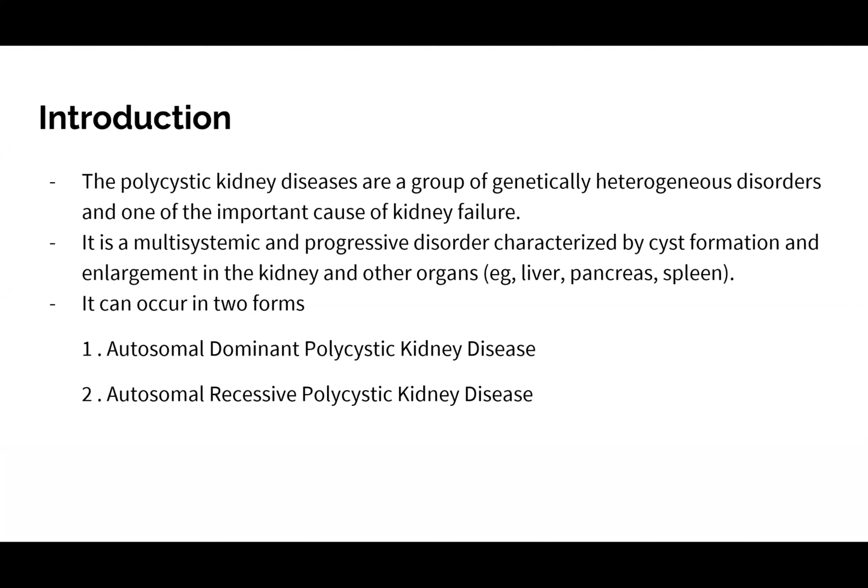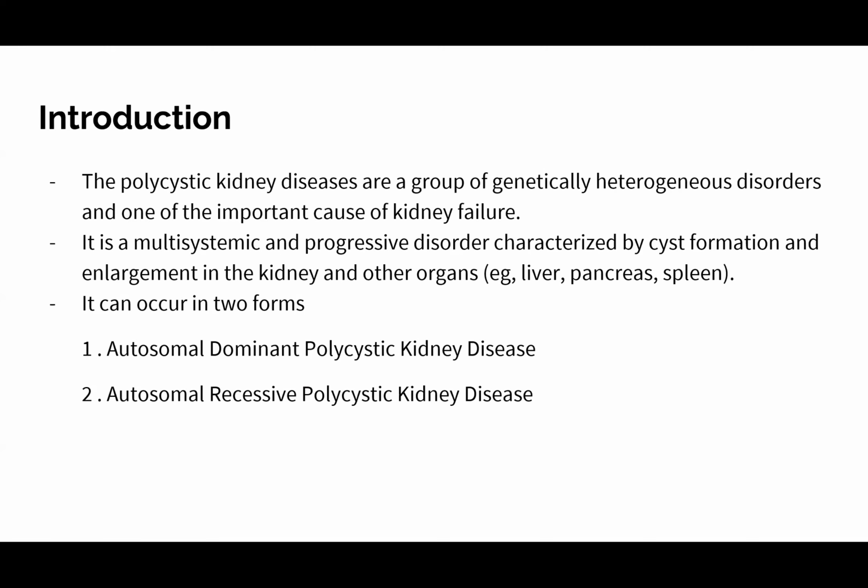Introduction. The polycystic kidney diseases are a group of genetically heterogeneous disorders and one of the important causes of kidney failure. It is a multisystemic and progressive disorder characterized by cystic formation and enlargement in the kidney and other organs, which includes liver, pancreas, and spleen. It occurs in two forms: autosomal dominant polycystic kidney disease and autosomal recessive polycystic kidney disease. This is commonly referred to as ADPKD and ARPKD.